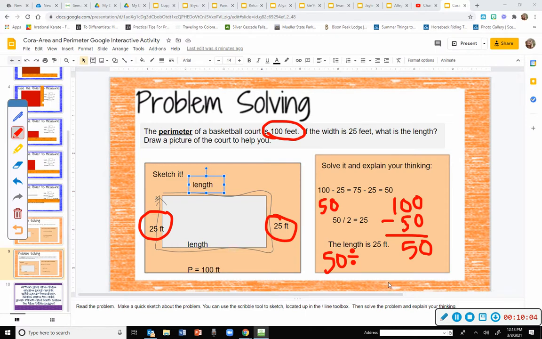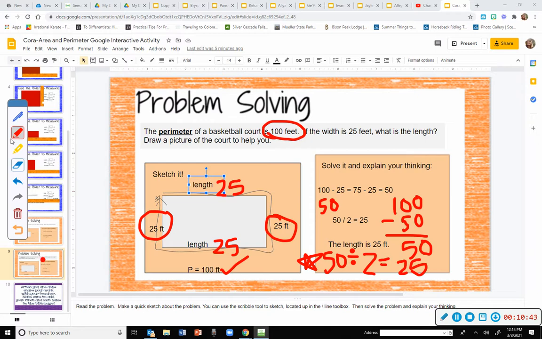Divided by 25? No, why would I divide it by 25? How many sides are missing? 2. I need to divide it by 2. What is half of 50? 25. So 25 plus 25 plus 25 plus 25. Does that equal 100? Yes, it should equal 100 when you get all of the missing sides. Okay? So don't forget this last step. Okay?